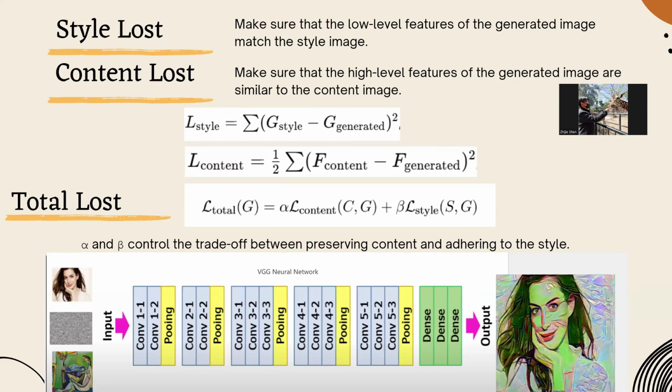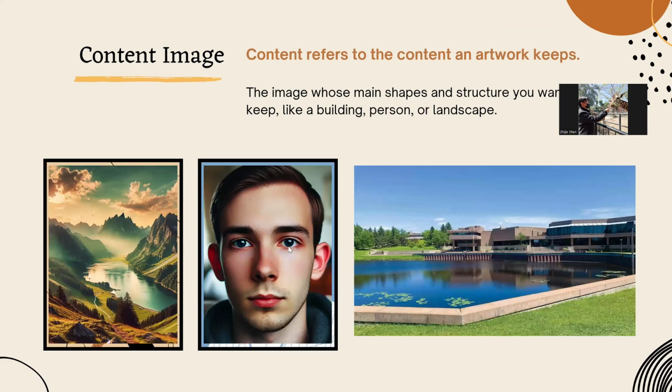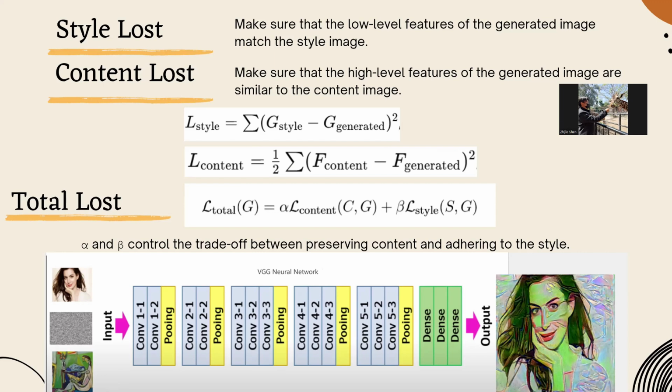For the concept of the style loss, the style loss ensures that the low-level features of the generated image match those of the style image. So here we use the early layers of the VGG network, such as layer 1.1, layer 2.1, layer 3.1. These early convolutional layers capture the local details like the color distribution, the texture, and some brush strokes of the style image. The style image itself passes through the early layers to extract its low-level features.